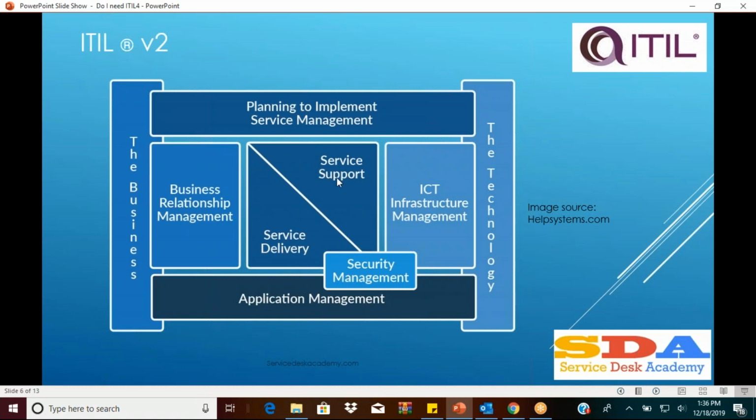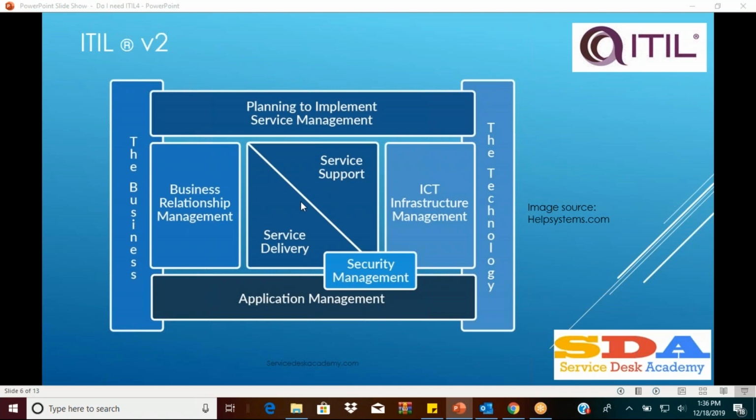So there were totally 7 books, but the limelight or the prominence was taken by only these 2 process areas, that is service support and service delivery. The rest was completely ignored at that point of time, or probably very few companies thought of taking the advice from the other process areas like ICT infrastructure management, BRM, planning to implement service management, security and application management. Probably the reason was the organizations did not feel the demand for these other process areas. So the prominence was only given to service support and service delivery.